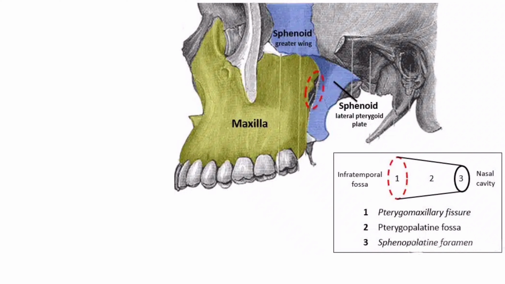In this image you can appreciate the pterygomaxillary fissure represented by red lines. Number 2 is the pterygopalatine fossa. On the medial side, the pterygopalatine fossa opens into the nasal cavity via the sphenopalatine foramen, while on the lateral side, it opens into the infratemporal fossa via the pterygomaxillary fissure. And the anterior boundary of the pterygopalatine fossa and pterygomaxillary fissure is formed by the posterior surface of the maxilla body.